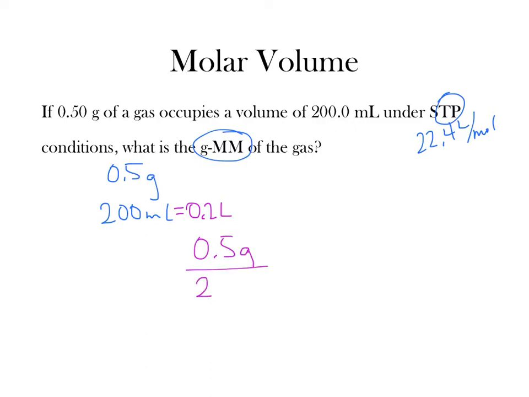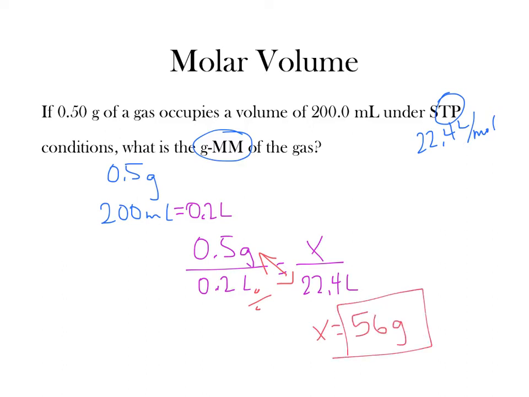0.5 grams to 0.2 liters as x grams is to 22.4 liters. So we're setting up a proportion. Alternately, you could find the density by 0.5 divided by 0.2, and then set that equal to x over 22.4. So we'll cross multiply. 0.5 times 22.4 divided by 0.2. X should equal 56 grams per mole. That is the GMM of this particular gas.